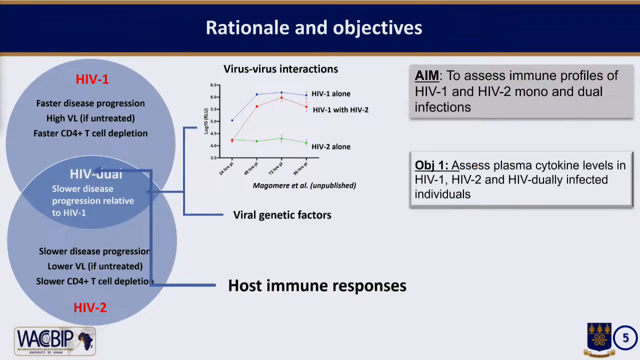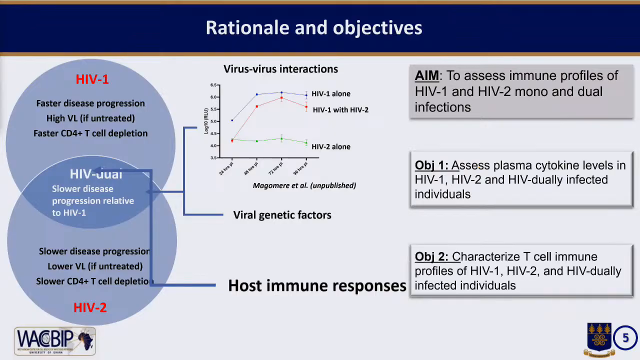And the first objective will be to assess plasma cytokine levels in HIV-1, HIV-2, as well as HIV dual infected individuals. We will also characterize T cell immune profiles in HIV-1, HIV-2, as well as HIV dual infected individuals.